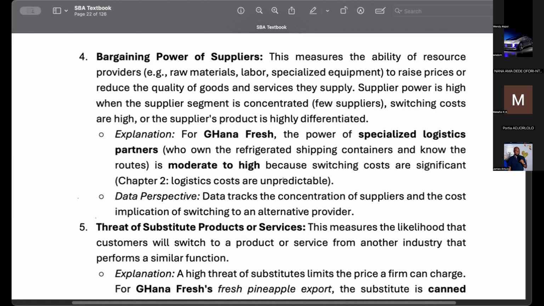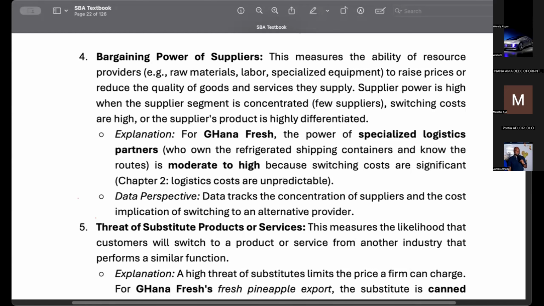Now, number two, data. We can use data to track the concentration of suppliers and the cost implication of switching from one provider to an alternative provider. What will it cost us if we should move from J&J Sons to SH Operations Limited? These are things that we are trying to see. How will we even calculate it? If it does not cost us that much and the value is marginal, it will be better for us to stay with the company that we are with, because we may not be getting any new value from going to this new company. But we are using data to do the analysis.